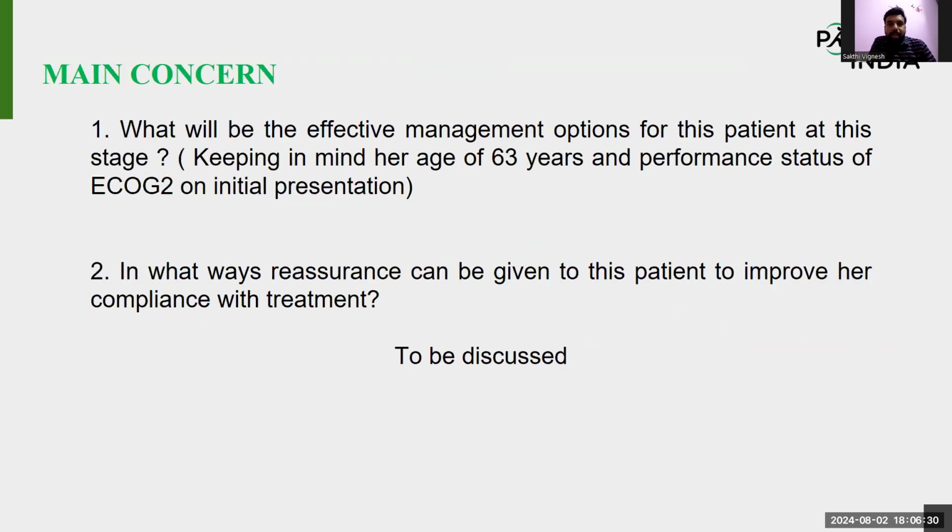Next. The main concerns: what will be the effective management options for this patient at this stage, keeping in mind her age of 63 years and the performance status of PS2 and presentation? In what ways can reassurance be given to this patient to improve compliance with the treatment?